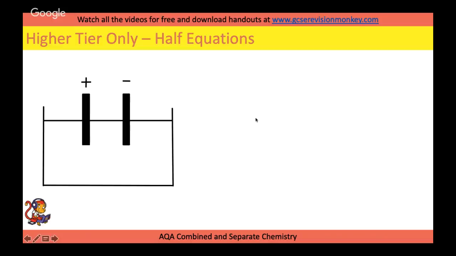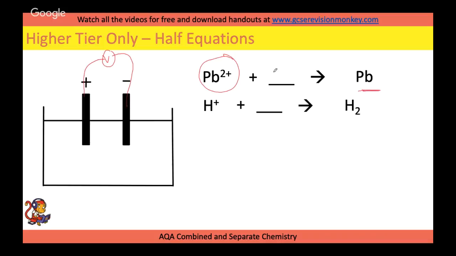Half equations then. I didn't talk about this when I talked about electrolysis because this is higher tier only. But when the ions are attracted to electrodes, they're going to either lose or gain electrons because this is attached to a power supply. So you're going to lose or gain electrons. So if you're a lead ion, to turn back into a lead atom, you must gain electrons. So 2 electrons because it's 2 plus.